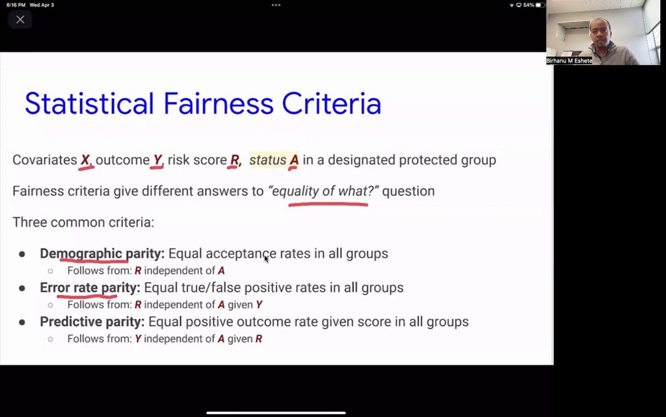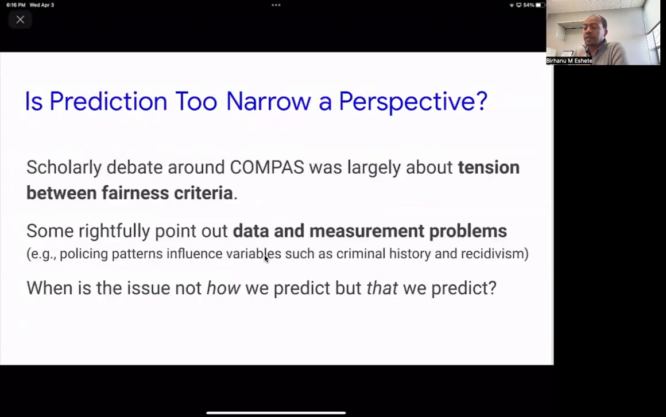Okay, so as you can notice, hopefully, the statistical fairness criteria that we started with, we were somewhat excited about this criteria, they are useful, but they have their own limitations. Case in point is this example of calibration, where calibration might give you some unintended outcomes. So the question then is prediction, because everything relied on prediction and getting the score, is prediction a very narrow perspective, right? So there's this scholarly debate around COMPAS, and this was about tension between fairness criteria. But something that you can also equally consider is whether data and measurement problems are there, right? Because policing patterns influence variables such as criminal history and the likelihood to commit crime again. So maybe we are asking the wrong question.